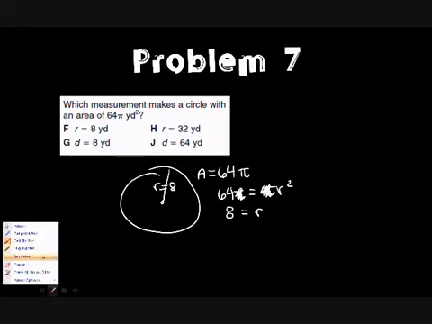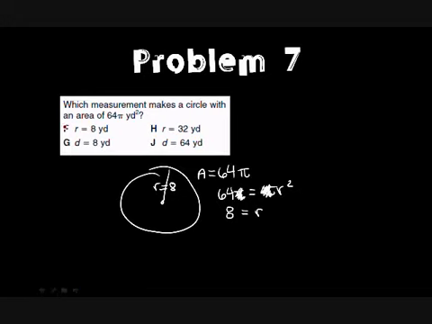And if we look through our answer choices, we see here is radius equals 8. Be careful, you can see how they might have tricked you with G by changing this letter to D. And then the other two answer choices are if you used 2 pi r for circumference instead of the right formula, which is pi r squared.